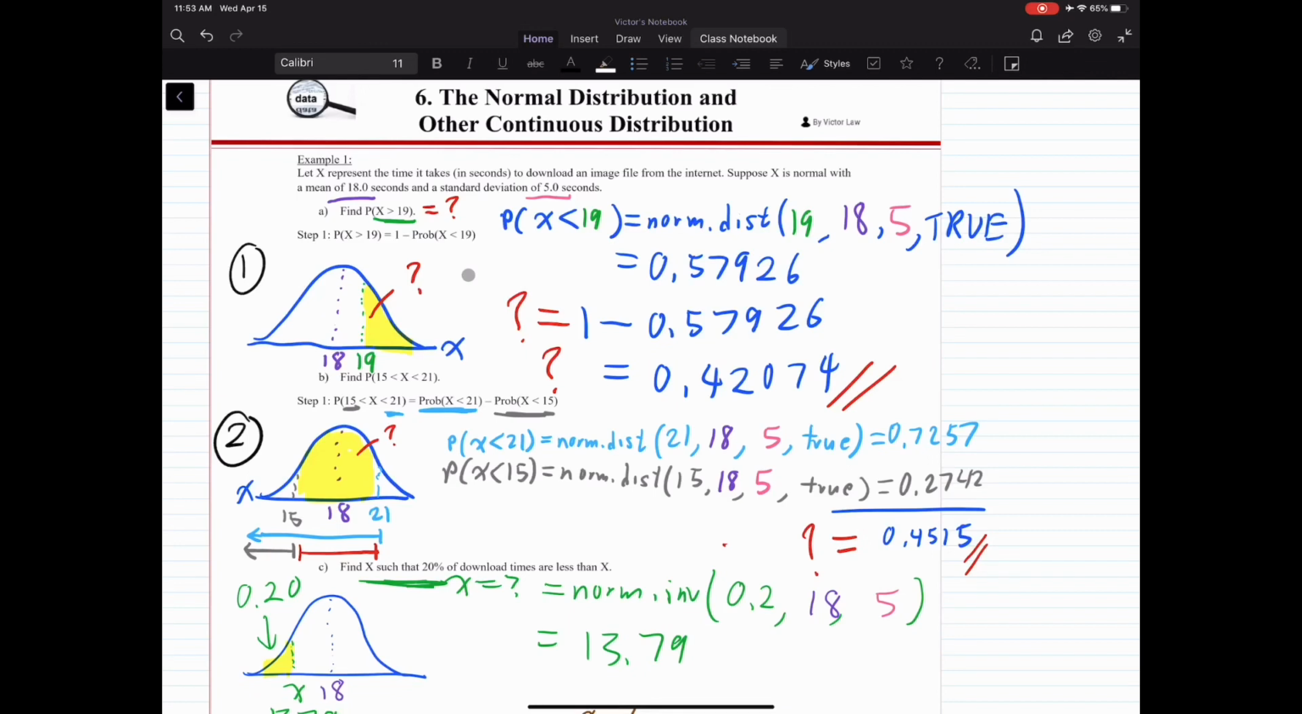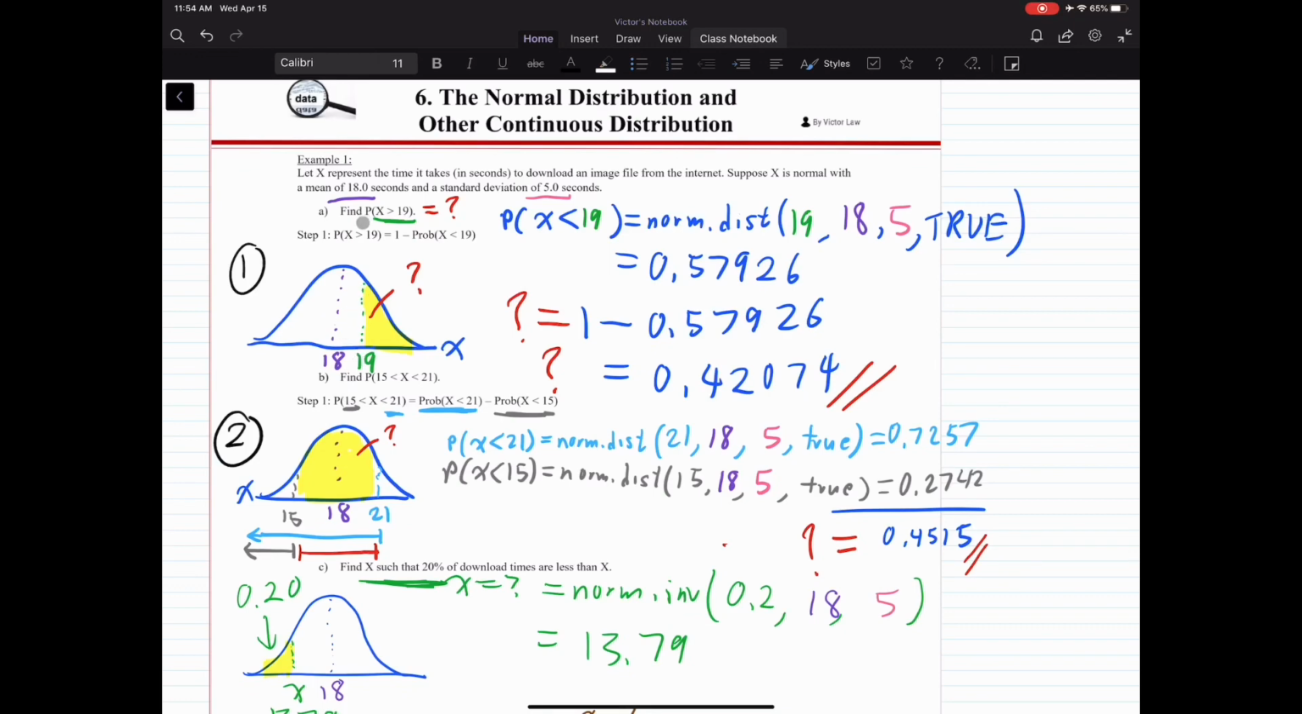So to solve this question, we're going to draw a diagram first. When we're drawing the diagram, what we need to draw is basically a bell shape. And then we draw the mean. Your mean is 18, so that's why we draw the mean. And then this is the x distribution. And then we draw what we're solving for in this question. We're looking for x is greater than 19, so that's why we have the 19 here.